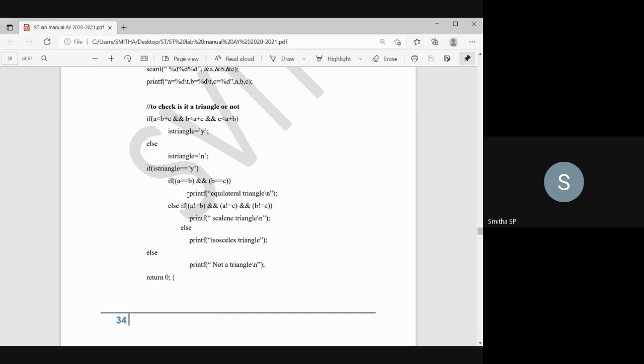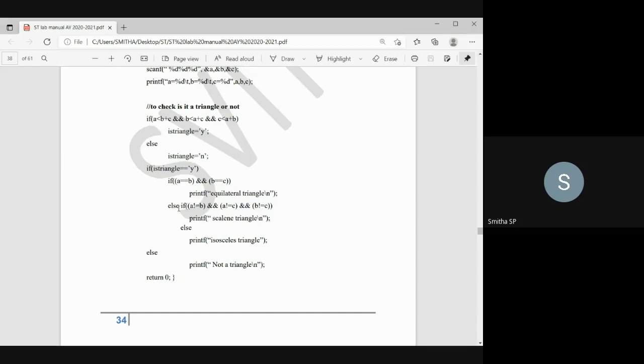If it is an equilateral triangle, then you print it as an equilateral triangle. If this condition is not satisfied, then the control will move to the else part. There you are checking the condition: a is not equal to b, a is not equal to c, and b is not equal to c, in the sense all three sides are different. Here we know that if all three sides of a triangle are different, then it is a scalene triangle, then print it as a scalene triangle.